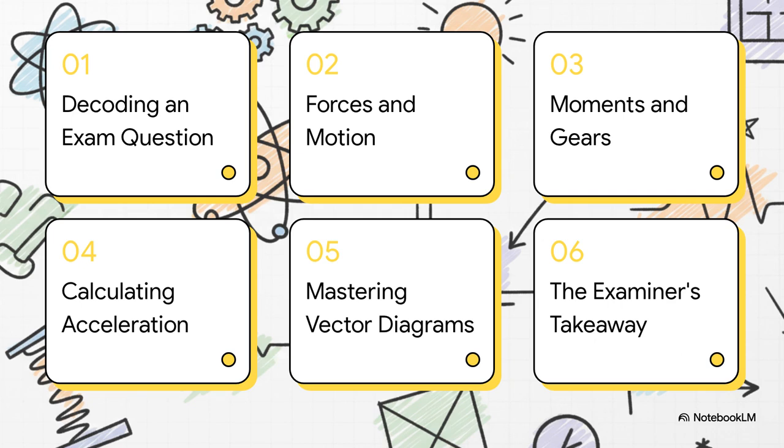So, here's our game plan. We're going to break down question 7 from an AQA higher tier paper piece by piece. We'll look at the question, and then we'll dive straight into the official mark scheme to see exactly what they're looking for. Let's do this.